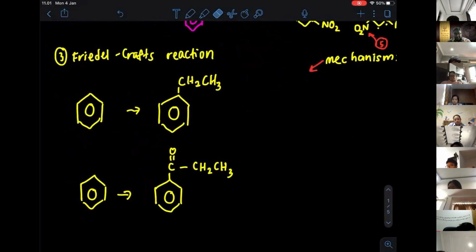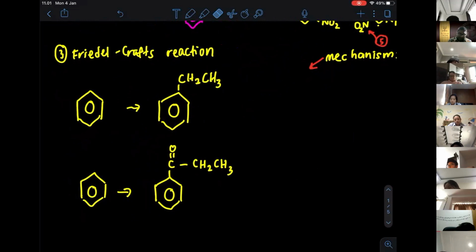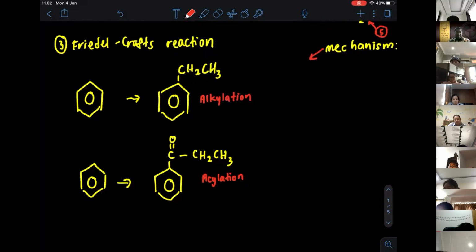There are two Friedel-Crafts reactions. One is called alkylation, because we are going to add alkyl groups, carbon and hydrogen groups. And we also have acylation. Acylation means, of course, an acyl group, which means carbon double bond O, and then there will be halogens over there. So anyway, there are two.